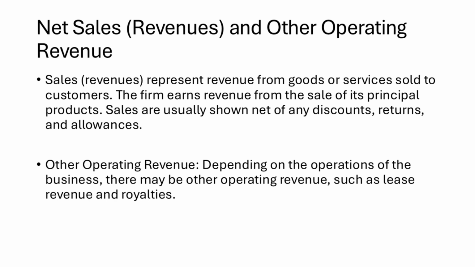Net sales, or revenues, represent the revenue from the goods or services sold to customers. The firm earns revenues from the sale of its principal products. Sales are usually shown net of any discounts, returns, and allowances. Depending on the operations of the business, there may be other operating revenue, such as rent revenue and royalty.